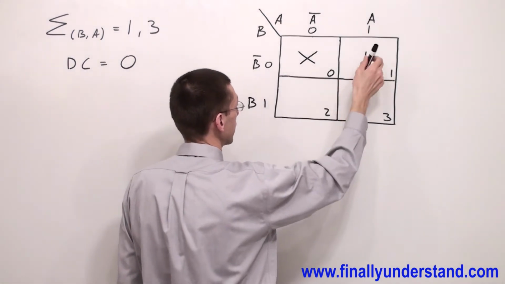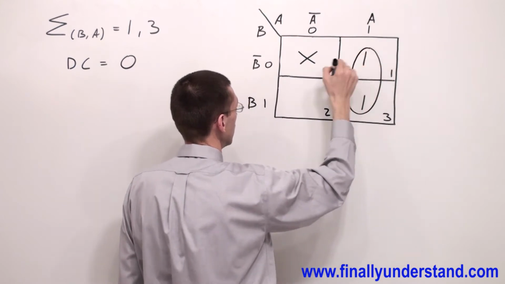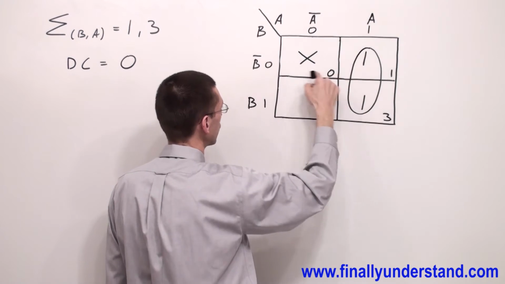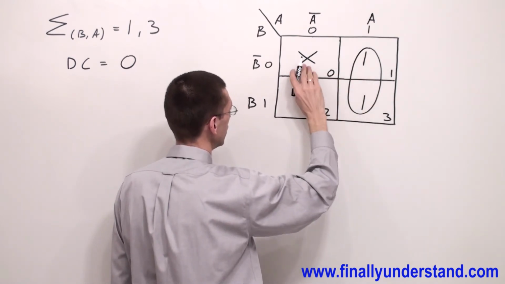two highs, and these two highs can create one group. Don't care is not needed. I don't need extra group over here. That's why I'm going to stay only with this one and simply ignore don't care.